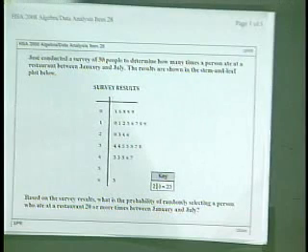Let's take a look at our next problem dealing with our goal 3 indicators. So our next problem says, Jose conducted a survey of 30 people to determine how many times a person ate at a restaurant between January and July. The results are shown in the stem and leaf plot below. Okay, so in our stem and leaf plot, we're representing the number of times a person ate at the restaurant. So here, it says, based on the survey results, what is the probability of randomly selecting a person who ate at a restaurant 20 or more times between January and July?